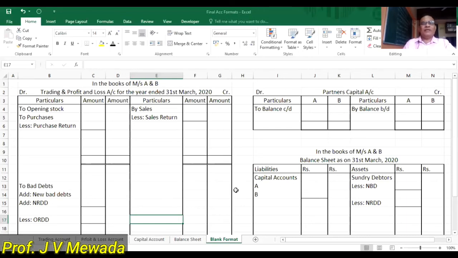Now let me tell you one thing. Whenever you are showing the trading account, without looking in the problem, these are the items that you have to show. On the debit side, please write opening stock, purchase minus purchase return. On the credit side, write sales minus sales return. So without looking into the sums, you please take down this. Whenever you find the figures, you will place that particular figure in the concerned column.